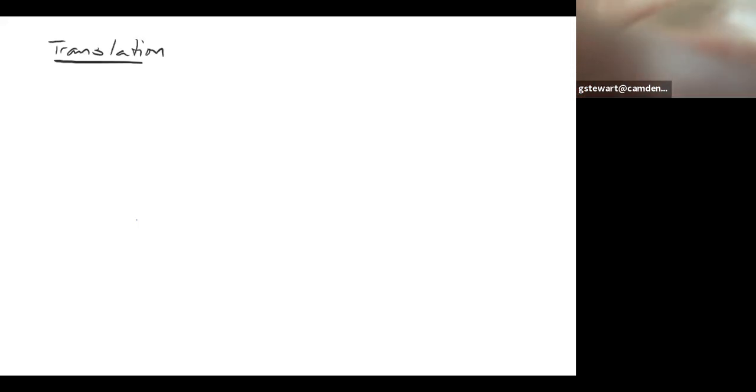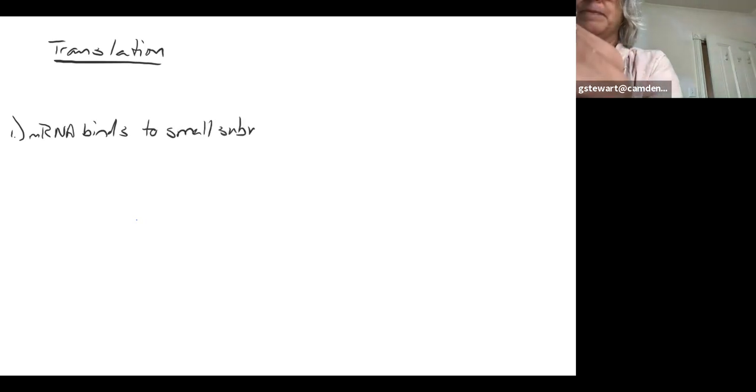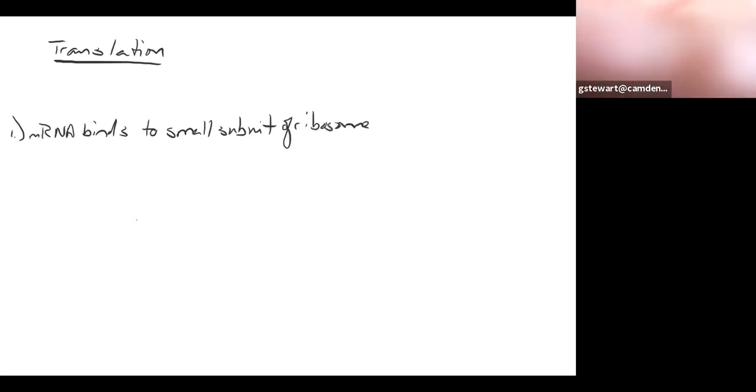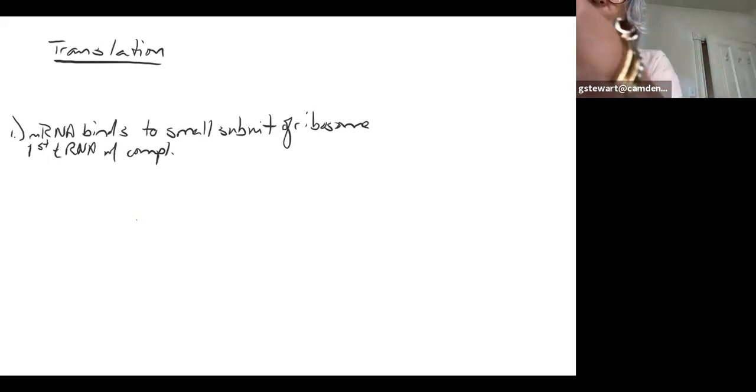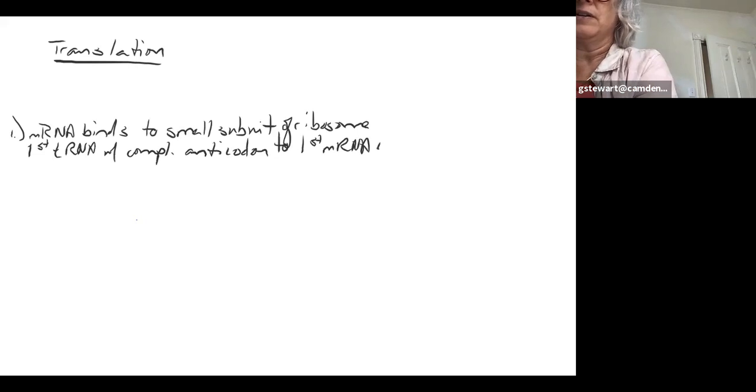Step 1, messenger RNA binds to the small subunit of the ribosome. First, transfer RNA with complementary anticodon to first messenger RNA codon binds to the message.